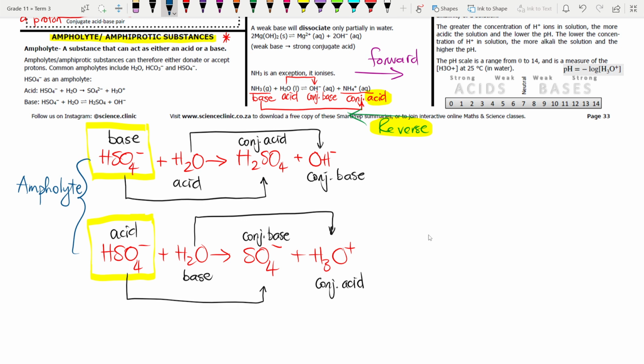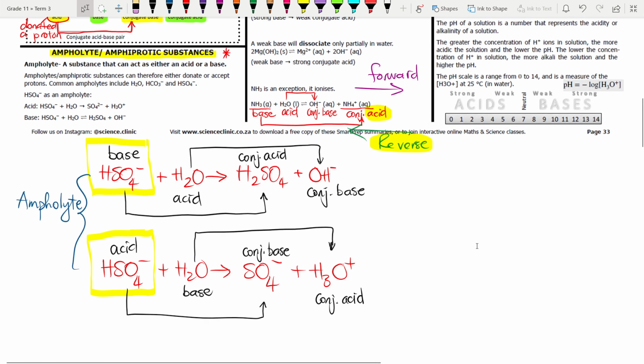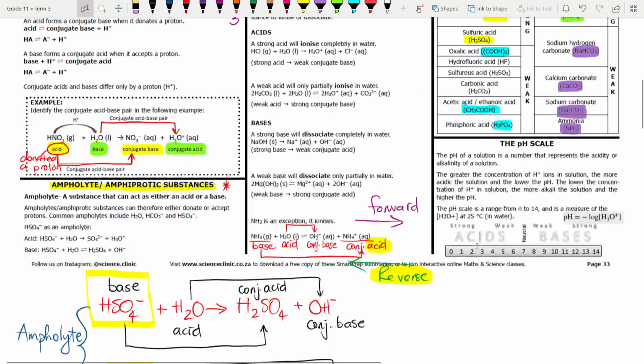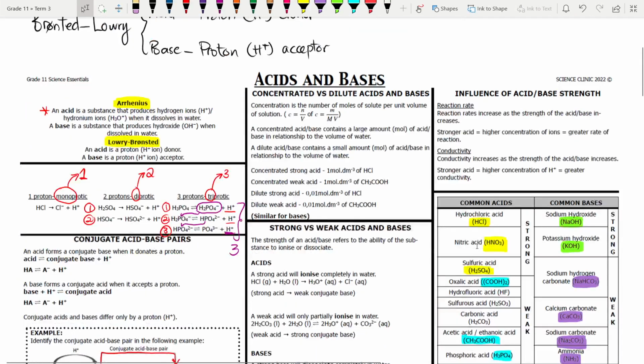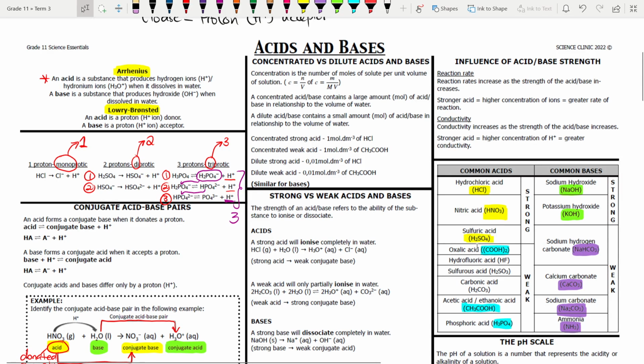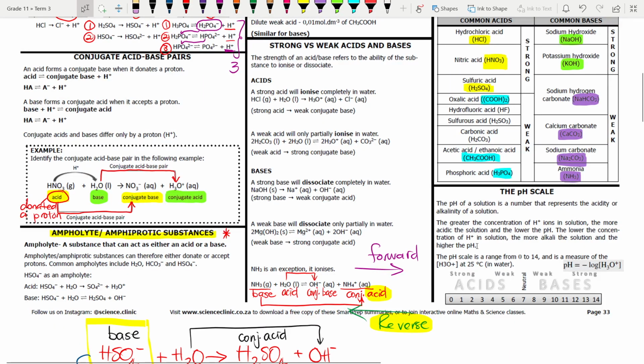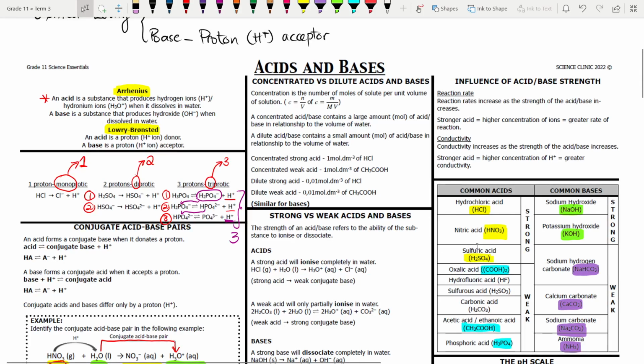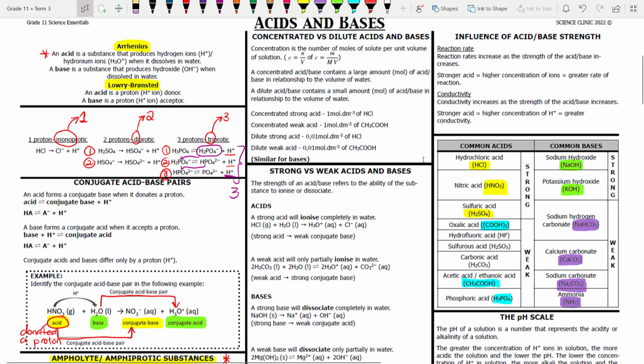Okay, it can act as both acid or base. Then other important information. Everything in this study guide, I do believe it's important, unless there's any other information that is missing.